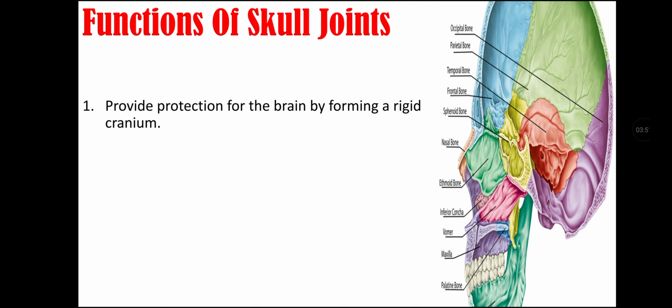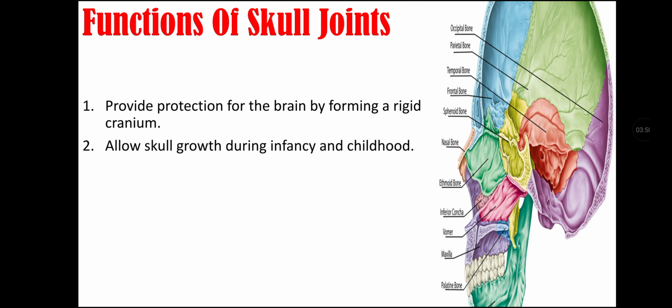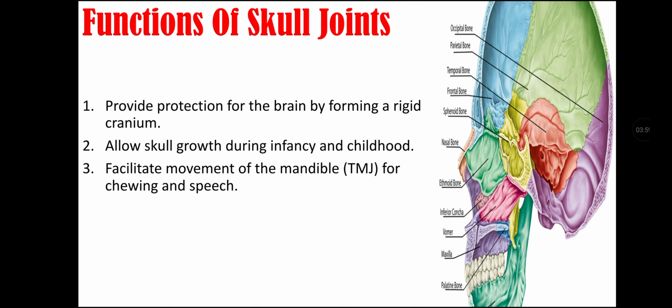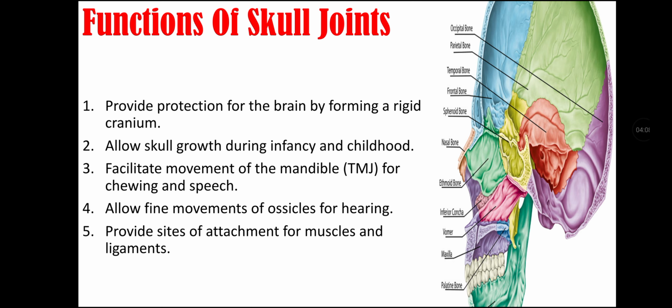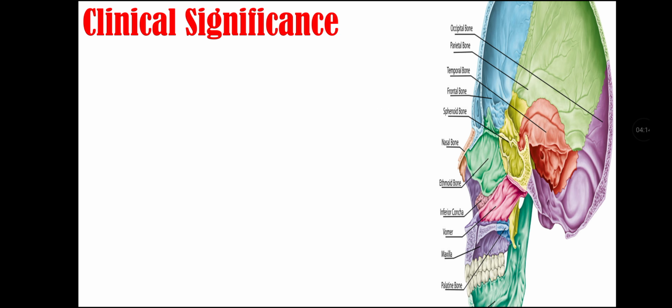First is they provide protection for brain by forming a rigid cranium. Second function is they allow skull growth during infancy and childhood. Third function is skull joints facilitate movements of mandible for chewing and speech. Fourth function is they allow fine movements of ossicles for hearing. Fifth function is they provide sites of attachment for muscles and ligaments.